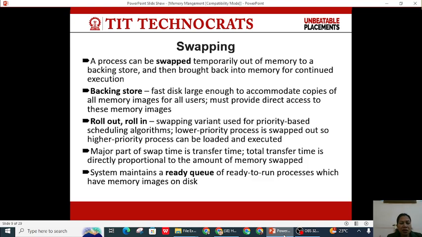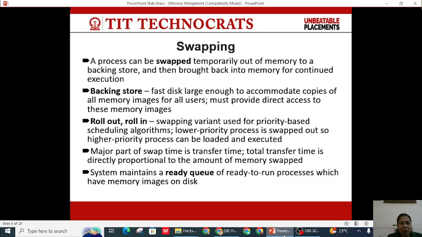Roll in. What is this? It is a swapping variant used for priority based scheduling algorithms. A lower priority process is swapped out so a higher priority process can be loaded and executed. So when a higher priority process comes, the lower priority process is rolled out from main memory to the hard disk, and the higher priority process is allotted to the CPU for execution. That is roll-in.